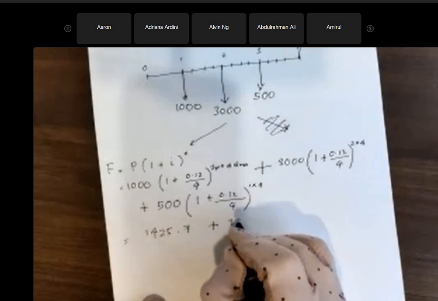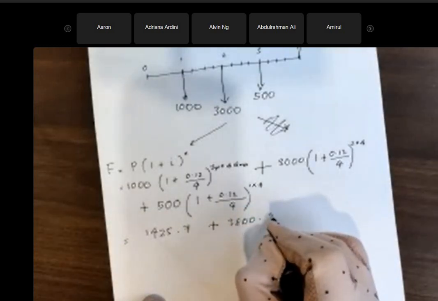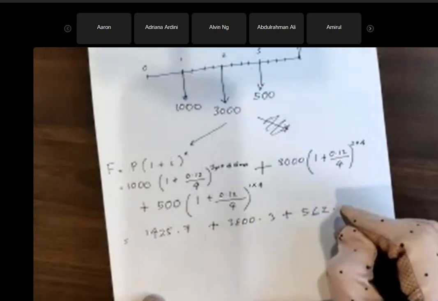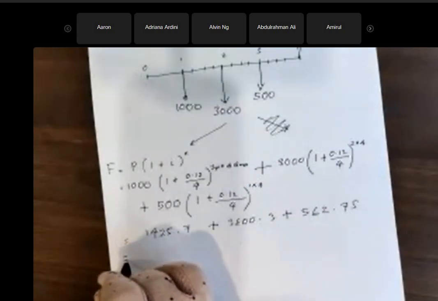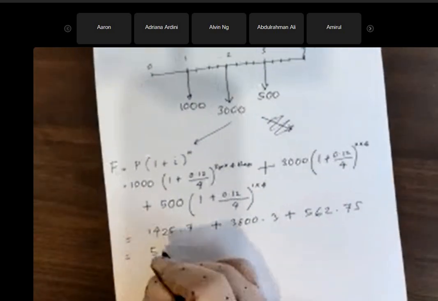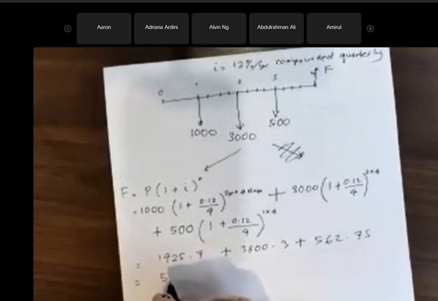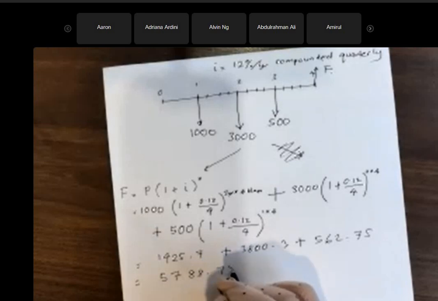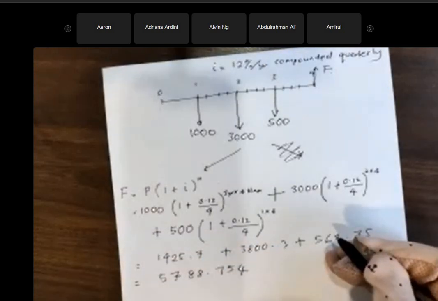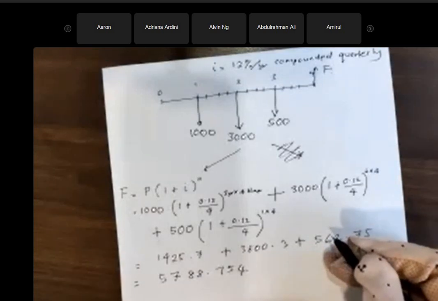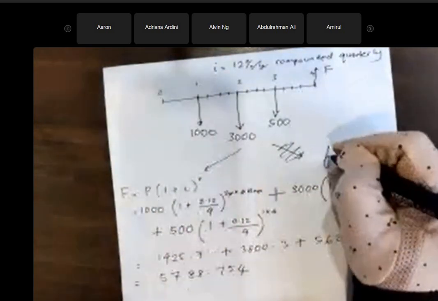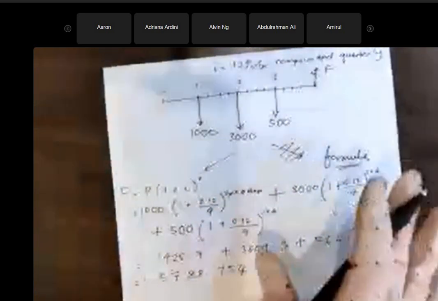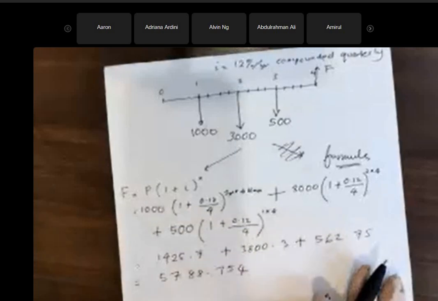plus 3800.3 plus 562.75. So you will get 5088.754. This is by using the formula. We have not yet gone to the effective one. We still use this one first.